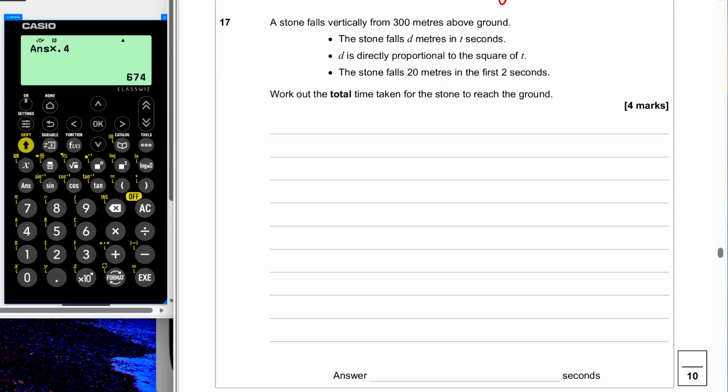Question 17. A stone falls vertically from 200 meters above ground. The stone falls d meters in t seconds. D is directly proportional to the square of t. The stone falls 20 meters in the first 2 seconds. Work out the total time taken for the stone to reach the ground.